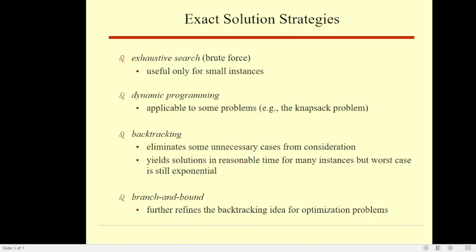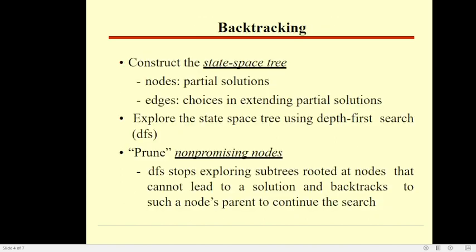The third technique is the backtracking technique, and it eliminates some unnecessary cases from consideration, yielding solutions in reasonable time for many instances, but the worst case is still exponential. The next technique is branch and bound technique. It further refines the backtracking idea for optimization problems.